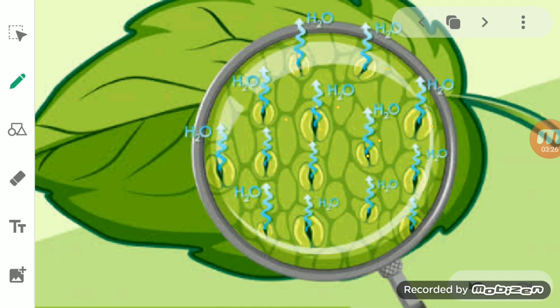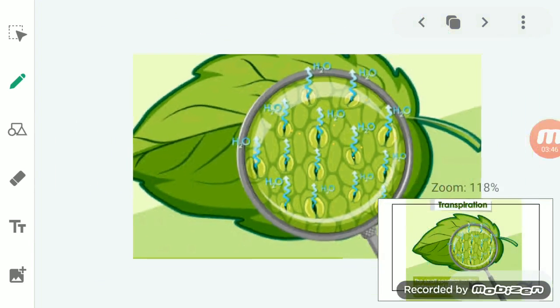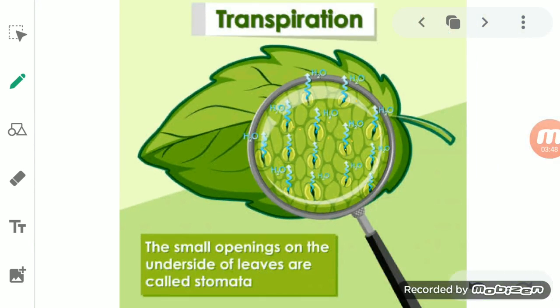When the temperature rises due to the presence of sunlight, the water present on the surface of the leaves becomes vapor, and it comes outside through the pores of the leaf. Now by this we can define the process of transpiration. You can see here, the small openings on the underside of the leaf are called stomata.